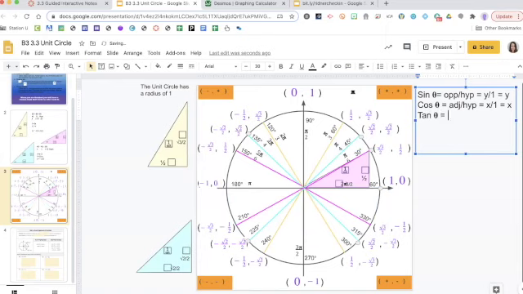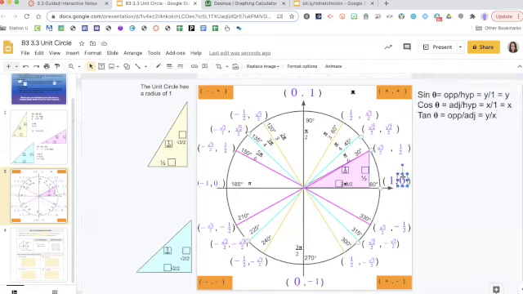Tangent theta is opposite over adjacent. So that is, the opposite is your y value, because it's your height, and your adjacent is your width. So it's y divided by x. Some of them are really easy, like what is tangent of 360 degrees? Well, y divided by x is 0 divided by 1, which is 0.